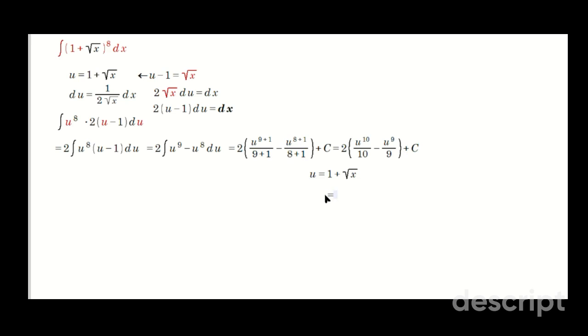Right, so you get it right over here. 2 times, I'm distributing the 2, so it's going to be 2/10. It's going to be here (1 plus the root of x) quantity raised to the 10th minus (1 plus the root of x) raised to the 9th over 9 and then plus c. So 1/5 (1 plus the root of x) raised to the 10th minus 2 9ths over here. I forgot to distribute the 2 over here. So 2 9ths, okay, (1 plus the root of x) raised to the 9th plus c.